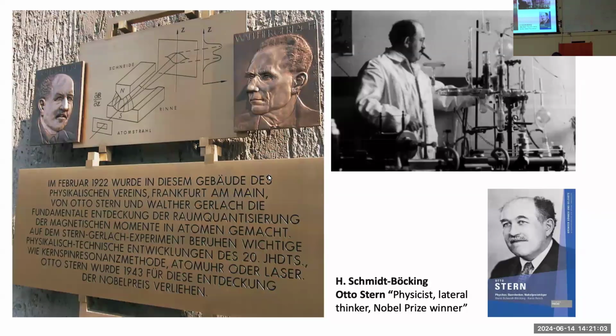These are actually pictures from Frankfurt. There's a new building, and they received the Nobel Prize for that in 1943. It's kind of funny to see how lab work was taking place at that time, with a cigar in the lab. There's a nice book put together by Horst Schmidt-Böcking, who is a professor at Frankfurt University, about Otto Stern. It's unfortunately in German. The translation is like physicist, lateral thinker, and Nobel Prize winner. So it's nice reading.